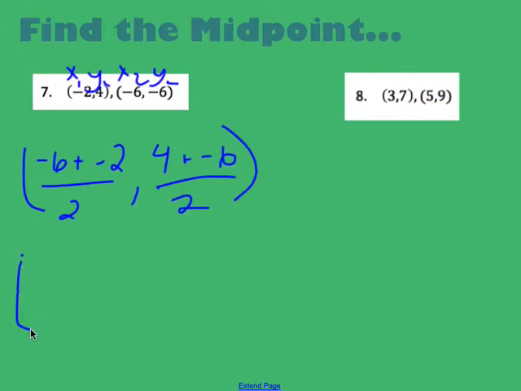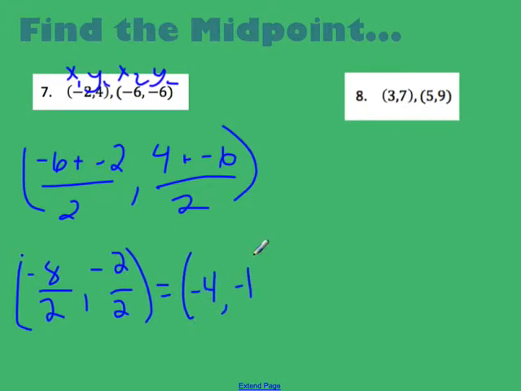Well, -6 plus -2 is going to get more negative. That's going to be -8 divided by 2. 4 plus a -6 is going to be a -2. -8 divided by 2 is -4. -2 divided by 2 is -1. So that's your final answer for number 7.